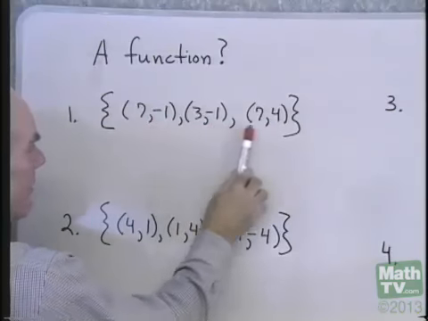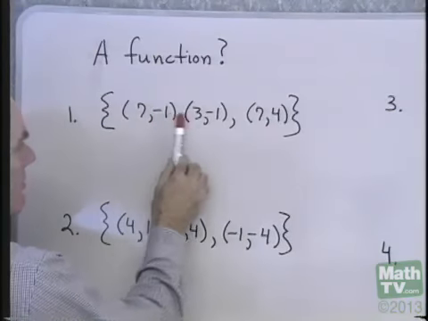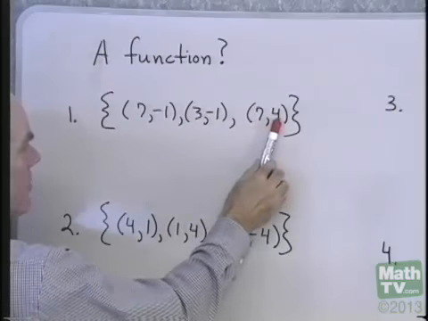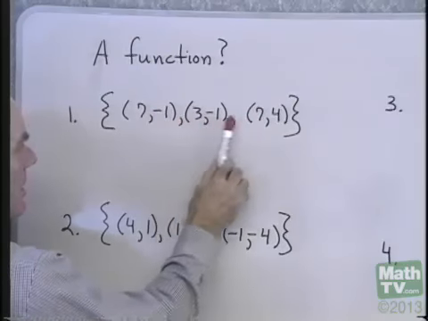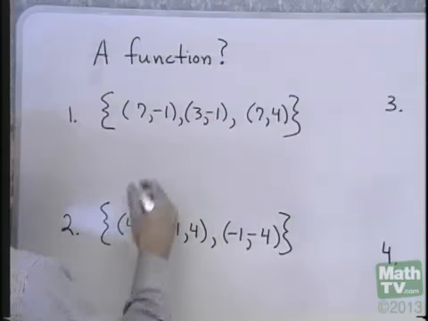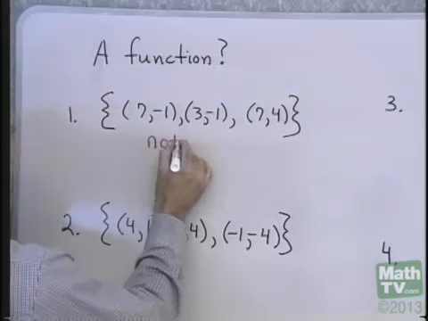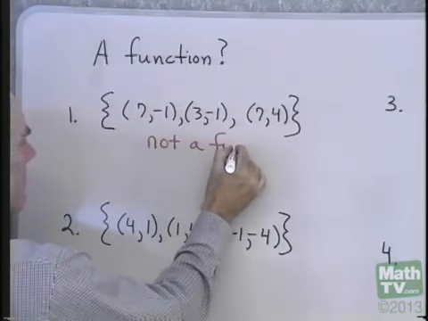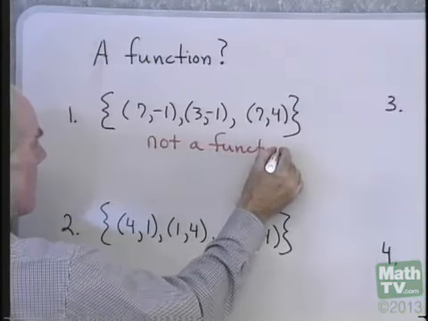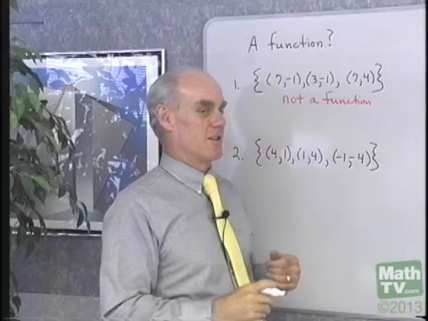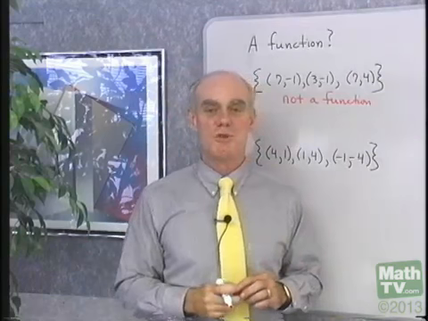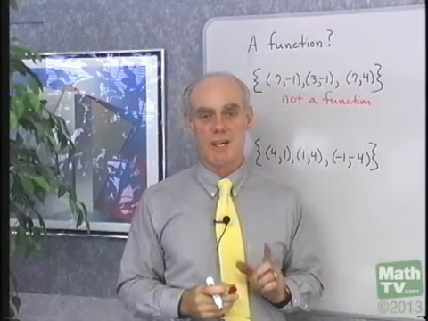Now, we see that we have two different ordered pairs with the same first coordinate. That means that I have two different values of y paired with the same value of x. That means that this is not a function. So the restriction is this: any set of ordered pairs in which no two different ordered pairs have the same first coordinate, that's a function.